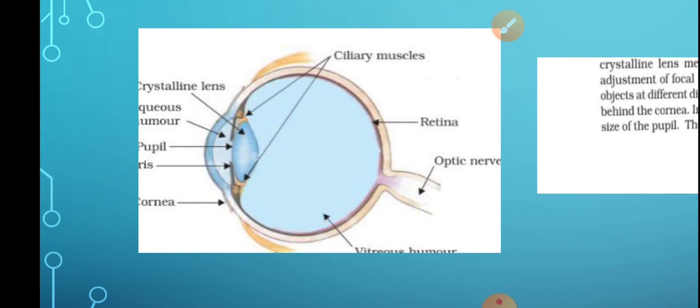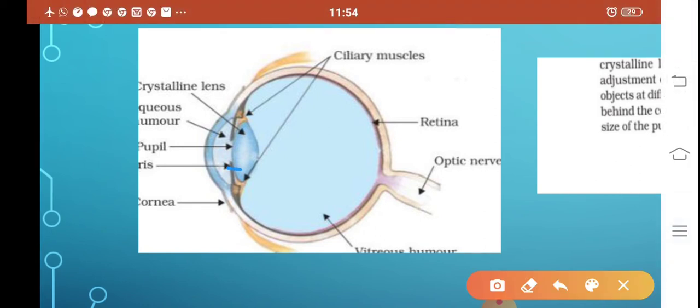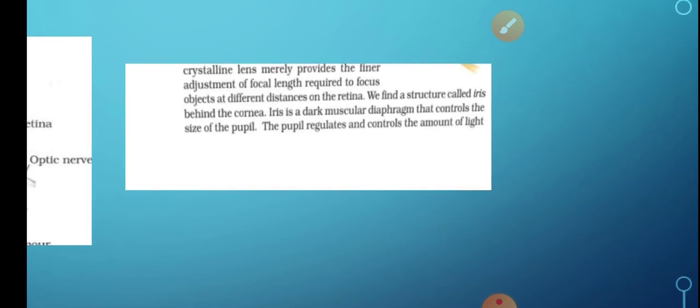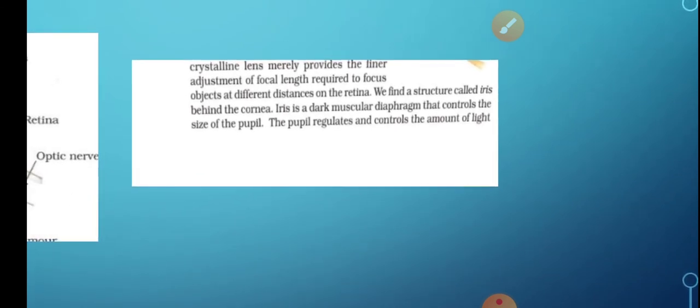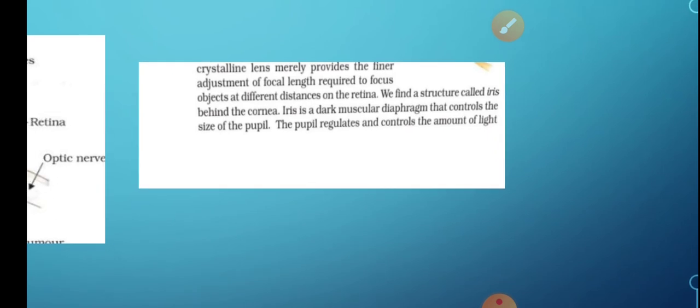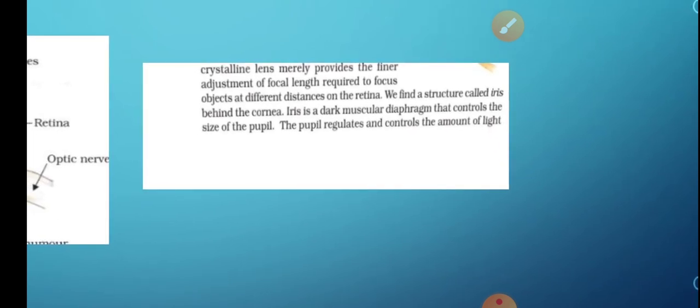And here we have a very important organ, that is the iris. What does the iris do there? We find a structure called the iris behind the cornea. And the iris is a dark muscular diaphragm that controls the size of the pupil. The pupil regulates and controls the amount of light. So the iris is a structure behind the cornea, and the pupil.